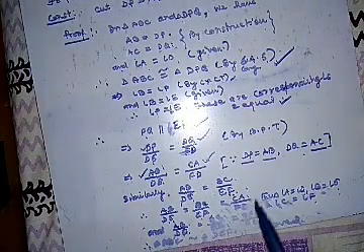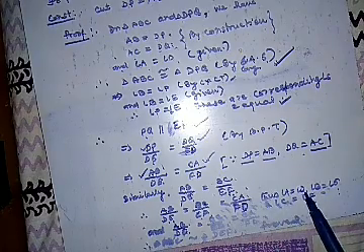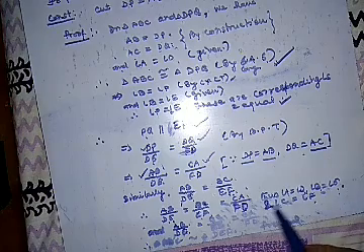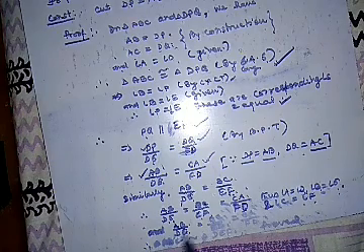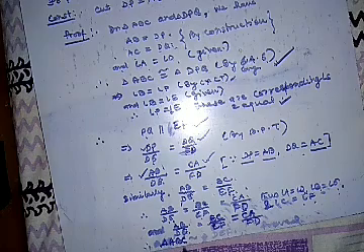Similarly, we can prove that AB upon DE is equal to BC upon EF. Therefore, AB upon DE is equal to BC upon EF is equal to CA upon FD. Thus, angle A is equal to D and angle B is equal to E and angle C is equal to angle F, and AB upon DE is equal to BC upon EF is equal to CA upon FD. Hence, triangle ABC is similar to triangle DEF. Proved.